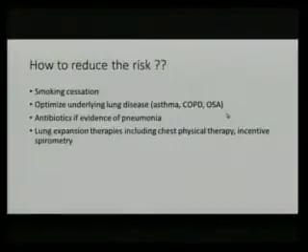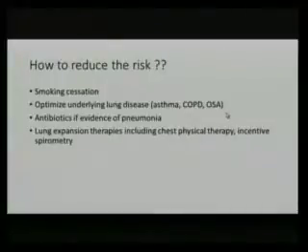Now, is there anything that you can do to reduce the risk? Now again, compared to cardiac surgery, this has not really been studied that extensively. We don't really have those robust randomized clinical trials or meta-analyses. These are more of a generic recommendation.